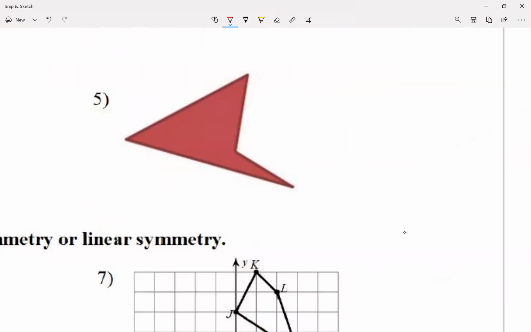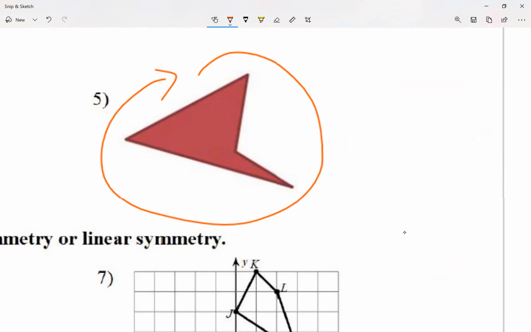Let's take a look at question number 5. You can flip it over. Grab the picture. If you want to flip it on your screen, flip it over. How many times do you get the same picture? In this case, my answer will just be 1.